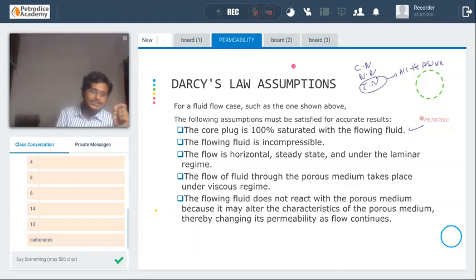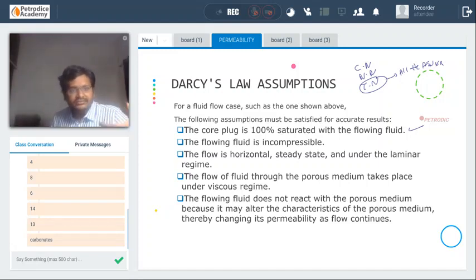Next, this particular fluid that is flowing through the core sample must be incompressible. That means its density must not change with pressure, or its volume must not change with pressure. So this particular flowing fluid must be incompressible.